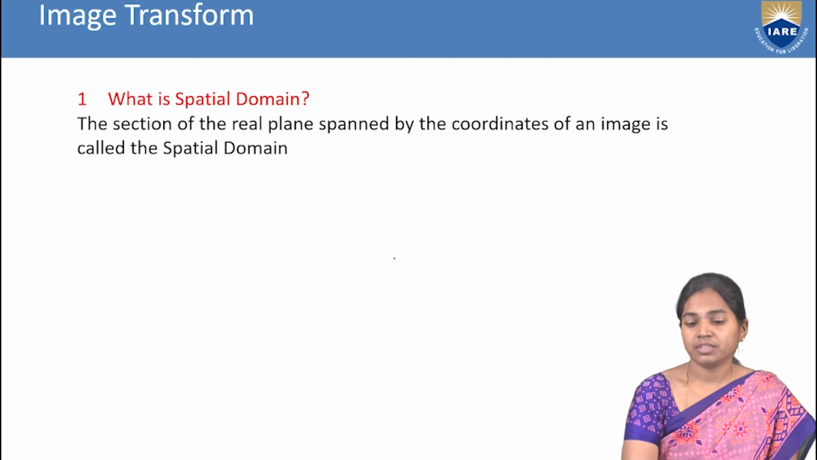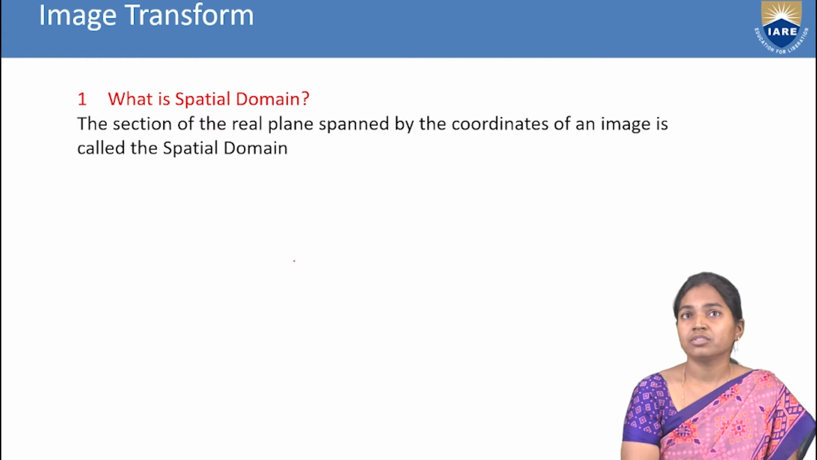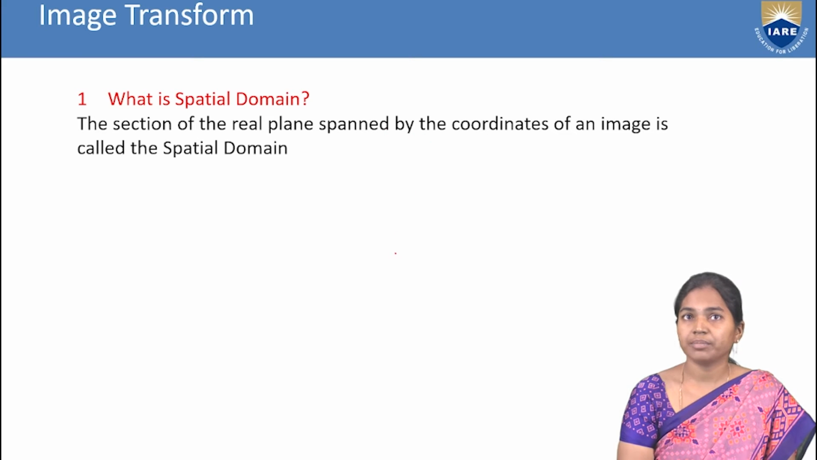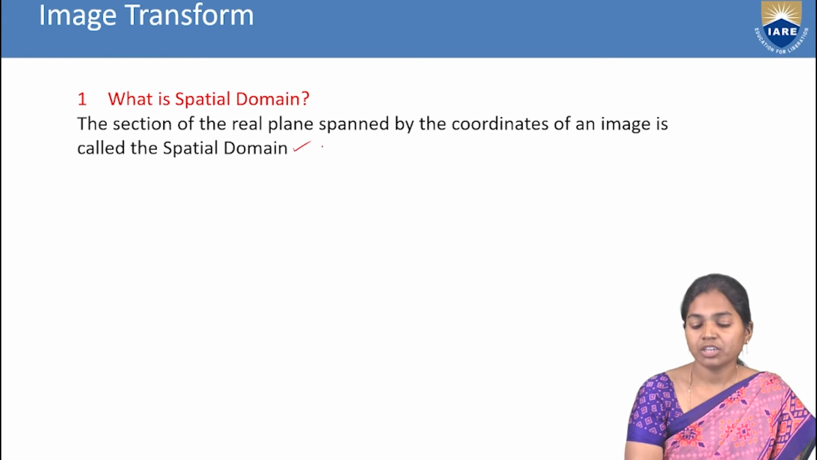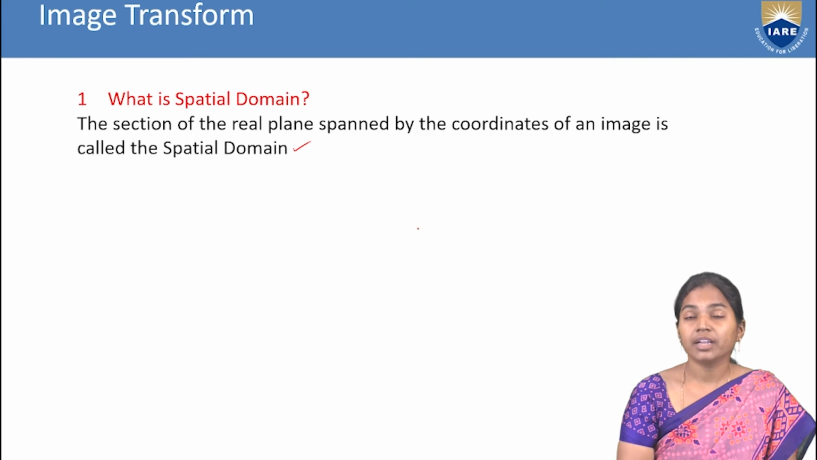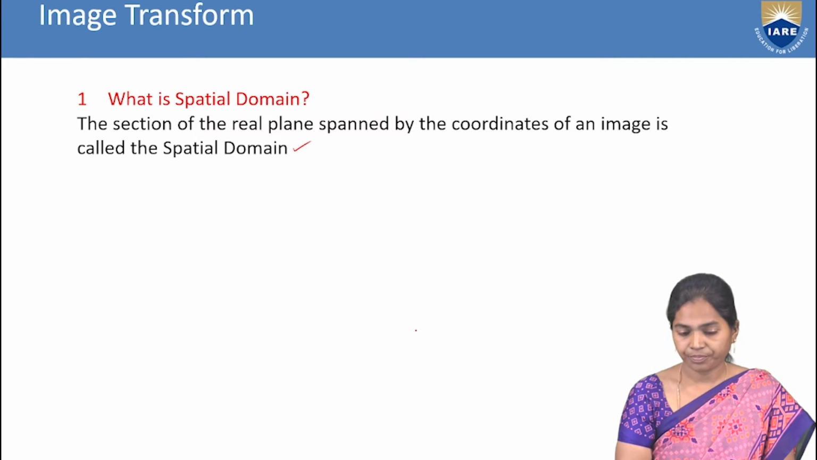And here, first, what is spatial domain? The section of the real plane spanned by the coordinates of an image is called the spatial domain. So we have spatial domain and frequency domain. In the spatial domain we use the real plane spanned.